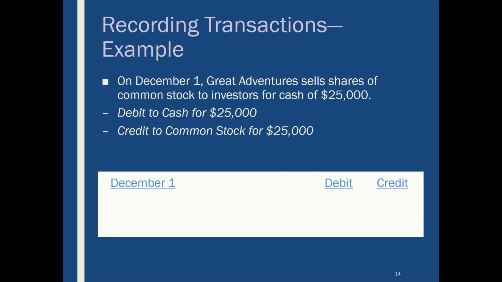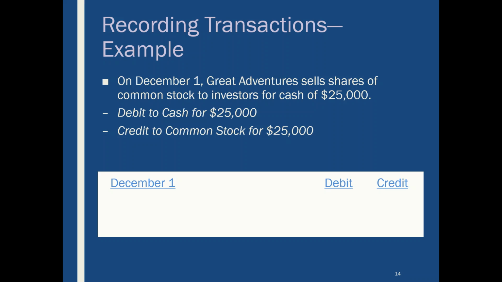So I'm going to help you through a couple of examples. On December 1st, Great Adventures, which is my favorite company, sells shares of common stock to investors for $25,000 in cash. So we're going to debit cash for $25,000. Why? Because we're taking cash in, and we're going to credit common stock because when somebody invests in our company, then we're going to issue them stock. That's how that works. So if you purchase something on the New York Stock Exchange, for example, you bought Apple, then you would pay them cash, and then you would get a piece of paper called a stock certificate. Although now that we're in the 21st century, it's all electronic, but pretend like that's what you're getting.